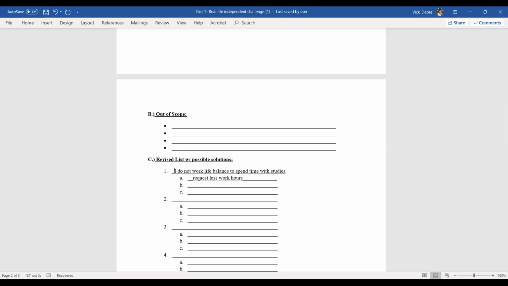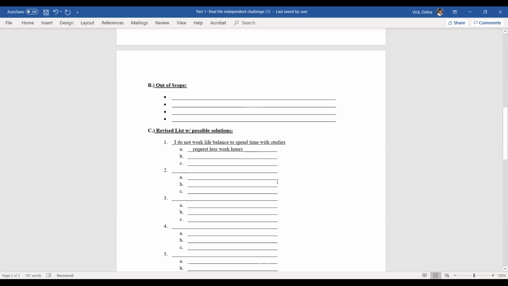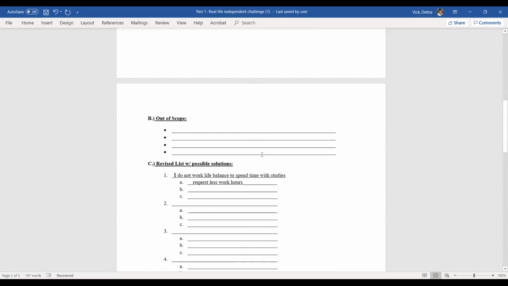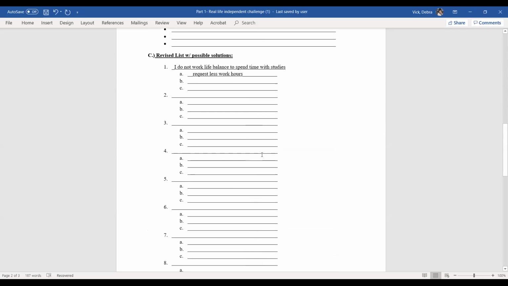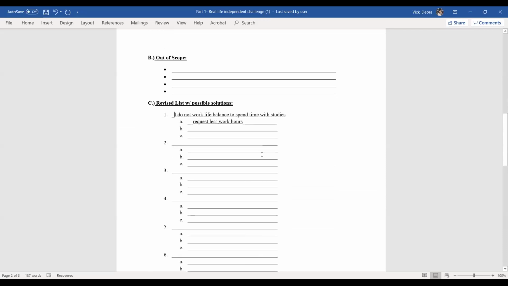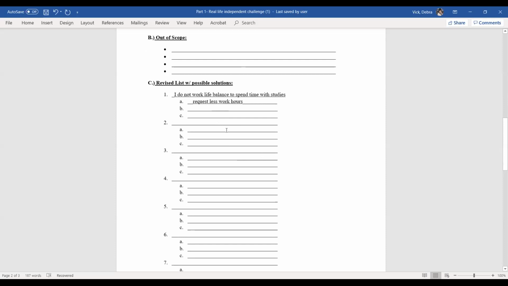Okay, so now that we have that, we're going on. So we did A, list your problems. B, what's out of scope, what is just not possible. I can't find a solution for that. Ending world hunger is out of scope. Don't use that one, but it's out of scope. So that would go there, because that's going to require more than maybe we have in this lifetime, honestly. Unless you feel like you can create that, then put the possible solutions for that. So there's your revised list.